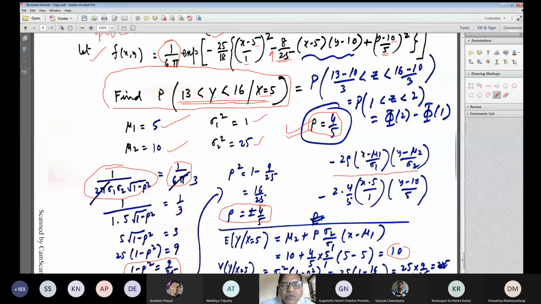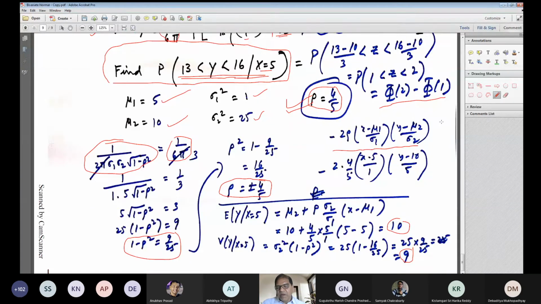So we use the usual property that we convert into the standard normal variate. So (13 minus 10) divided by 3, this will become z. (16 minus 10) by 3, so 1 less than z less than 2, that is phi(2) minus phi(1). You can see the value from the table, and you will get the required probability.